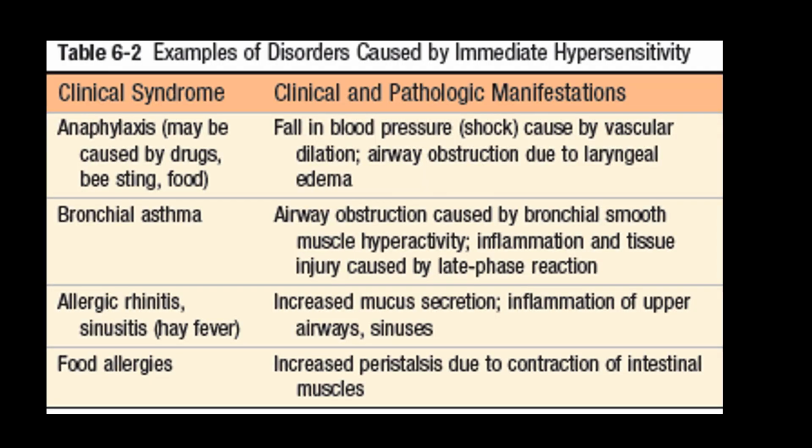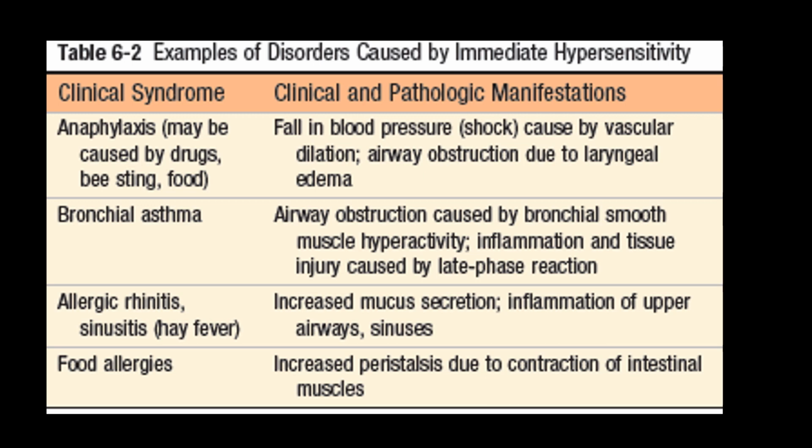So there are several very good examples of immediate hypersensitivity disorders. A very important clinical syndrome is anaphylaxis, which is characterized by a fall in blood pressure, which is a result of vascular dilatation, and there is airway obstruction due to laryngeal edema. Okay, and one more very good clinical example of type 1 hypersensitivity disorders is bronchial asthma. Here the airway obstruction is caused by bronchial smooth muscle hyperactivity, and there is inflammation and tissue injury caused by late phase reaction. Okay, and there are allergic rhinitis, sinusitis and some food allergies. They are also very good examples of type 1 hypersensitivity disorders.